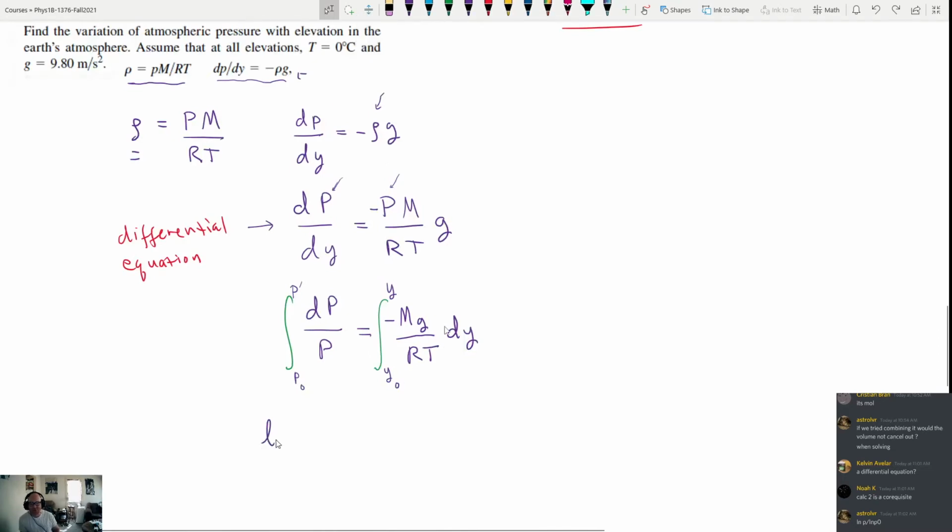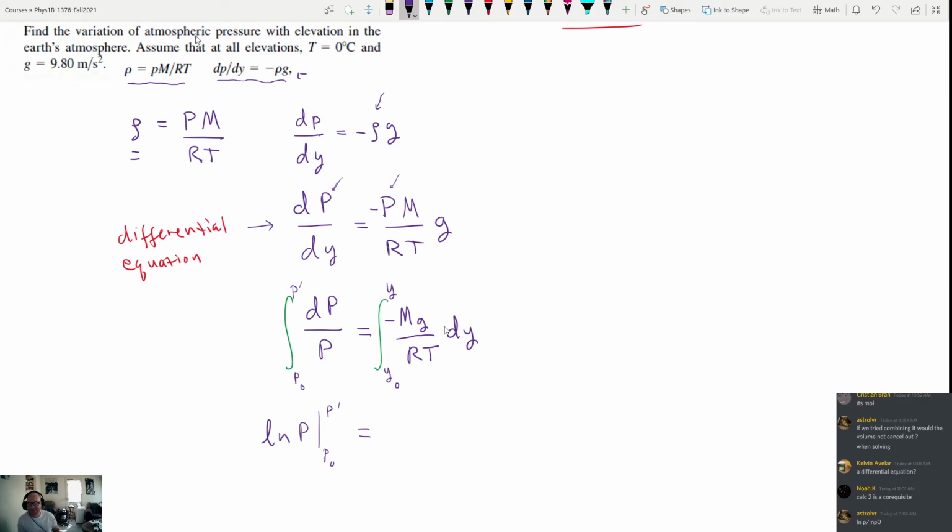This is going to be the natural log of p, evaluated between p initial and p prime. On the right-hand side, this integral is really easy to do because mass, gravity, R, and T aren't going to vary appreciably.